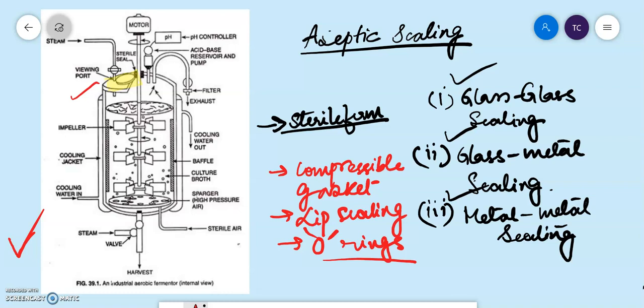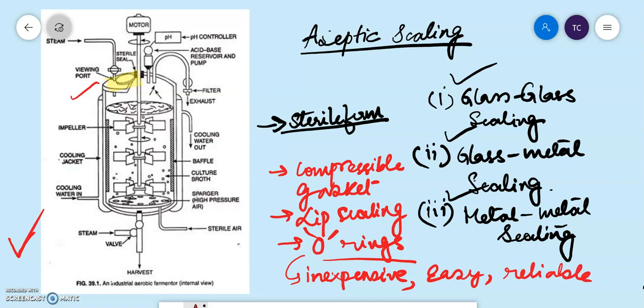And O-rings are one of the most common seals used in bioreactor design because they are inexpensive. Easy to make, reliable, and with a simple mounting requirement. It is being mounted in a very simple fashion, right? So that is why aseptic sealing is usually done with the help of your O-ring.